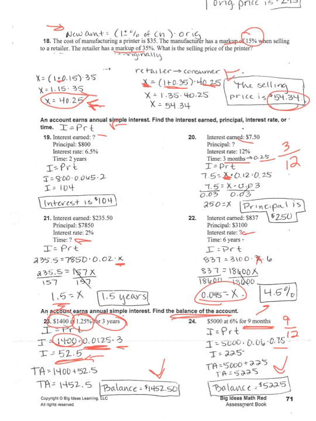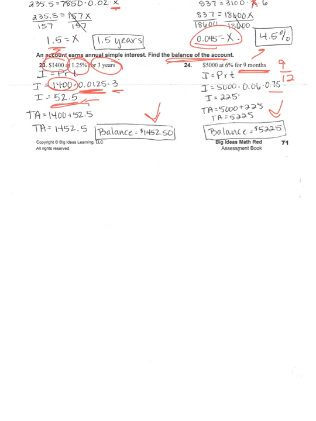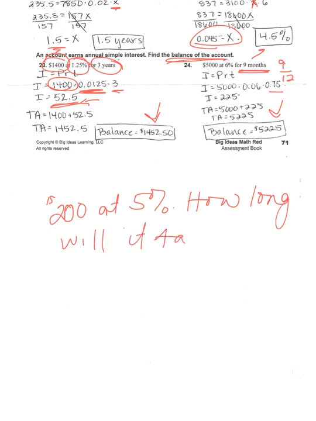So when you are doing I equals PRT, sometimes you might have a problem that says you're going to deposit $200 at 5%. So you're depositing $200 at 5%. How long will it take? So right there you should know that we're finding the time for the account to be $250.